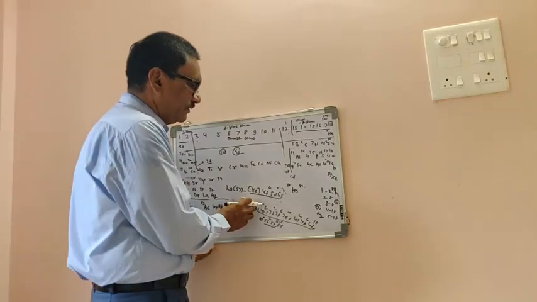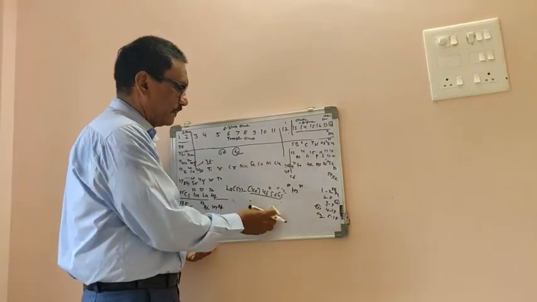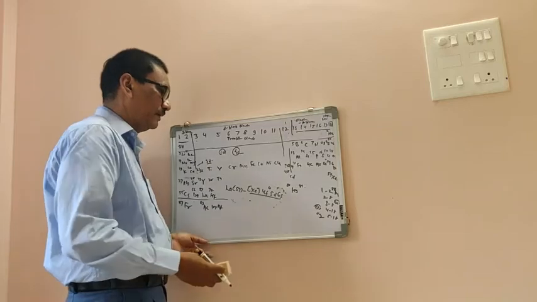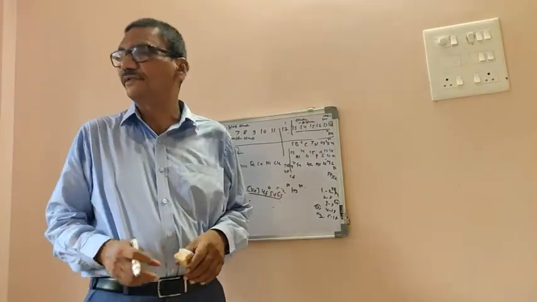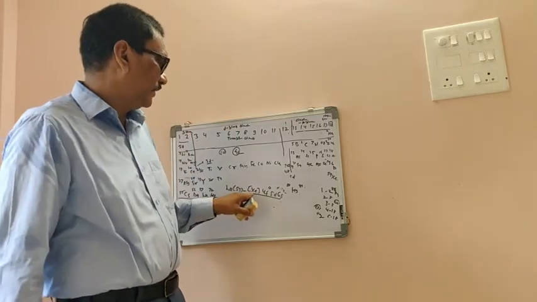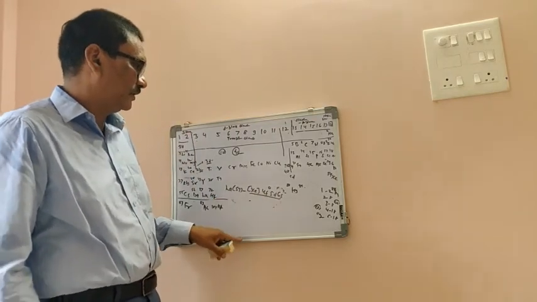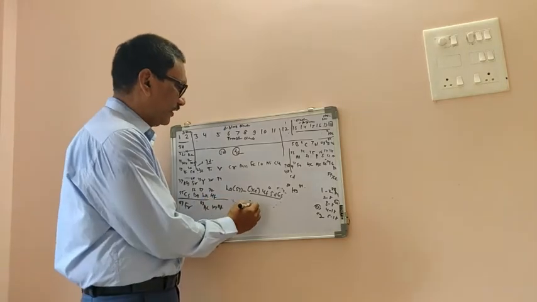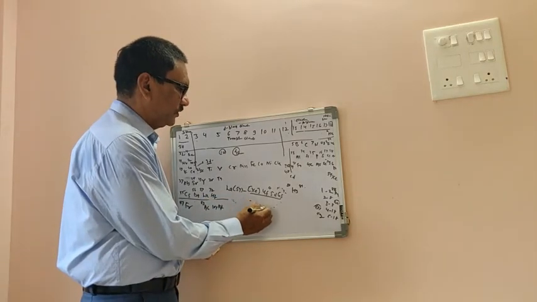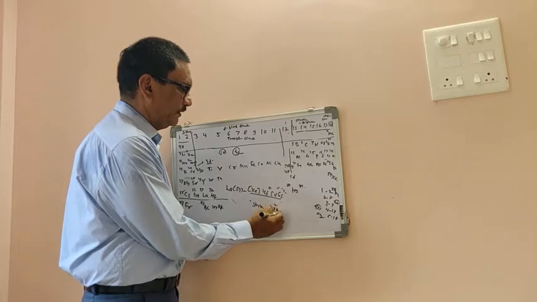So why is this xenon written here? Can you tell? Why, instead of all this configuration, have I written xenon? The simple reason is that xenon is a noble gas, and noble gases have the stable configuration of NS2 NP6.